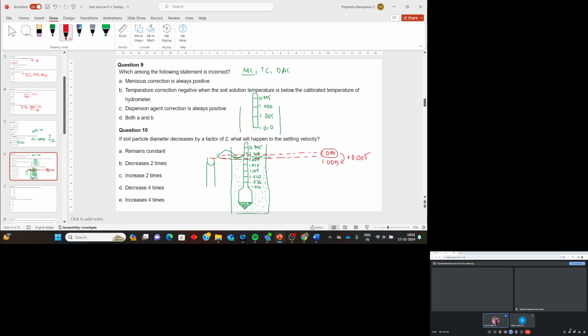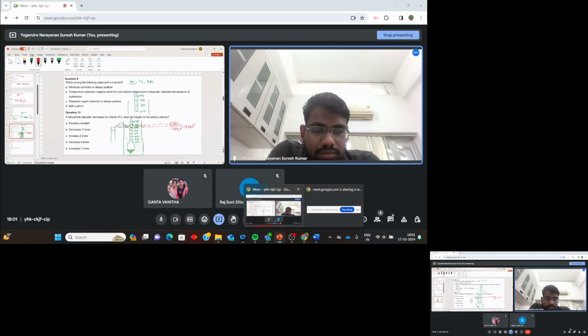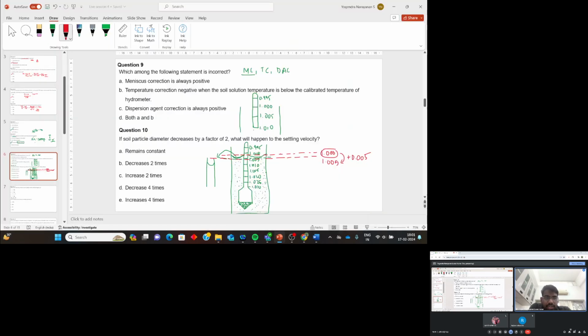Sir, is it addition or subtraction, sir? See, because this meniscus is a curved surface. Yes, sir. This meniscus is there, right? This curved surface is known as meniscus. Now you will be able to see this line. This is what you will be able to see.